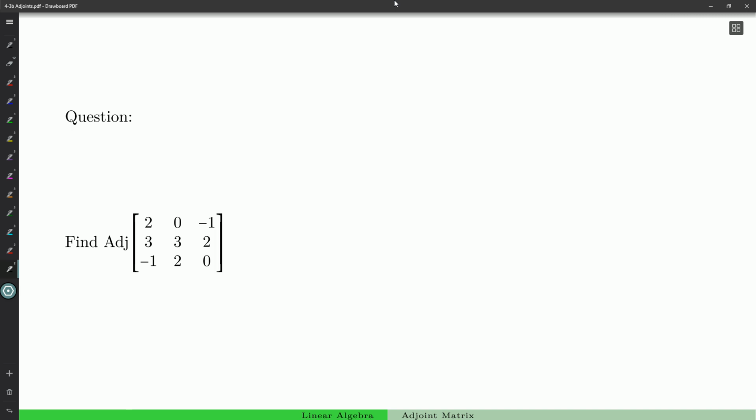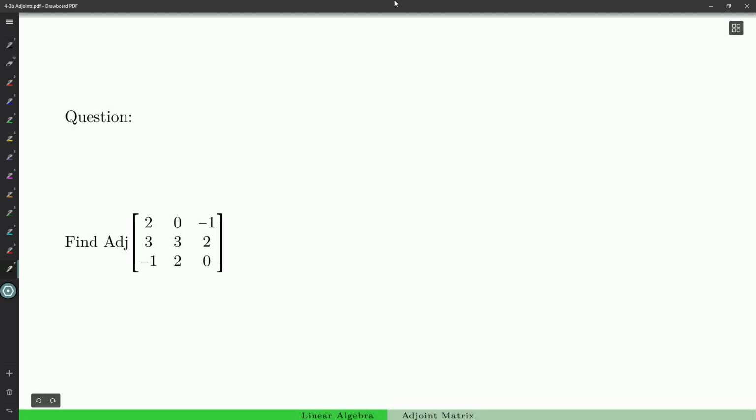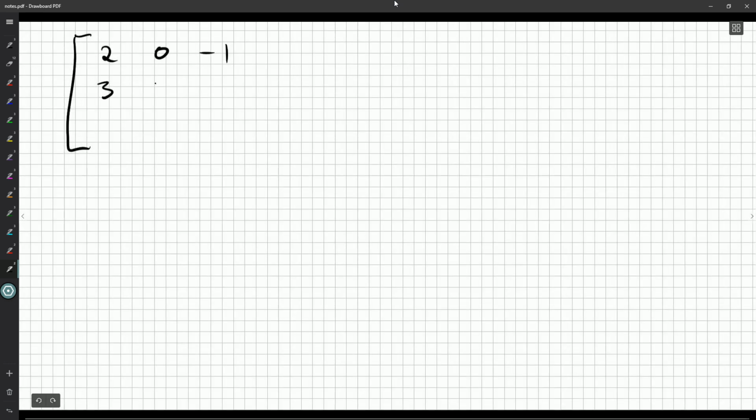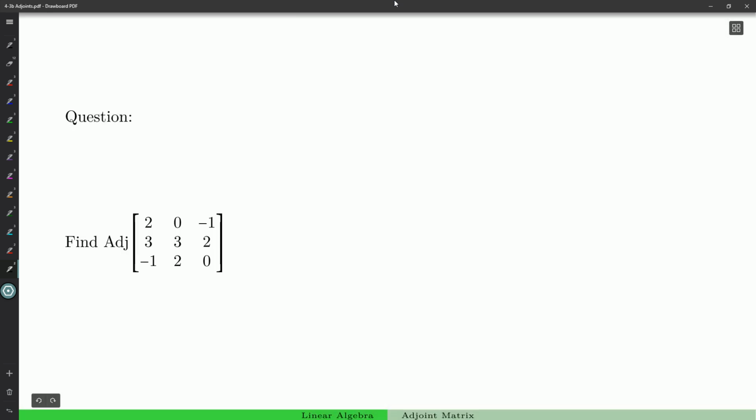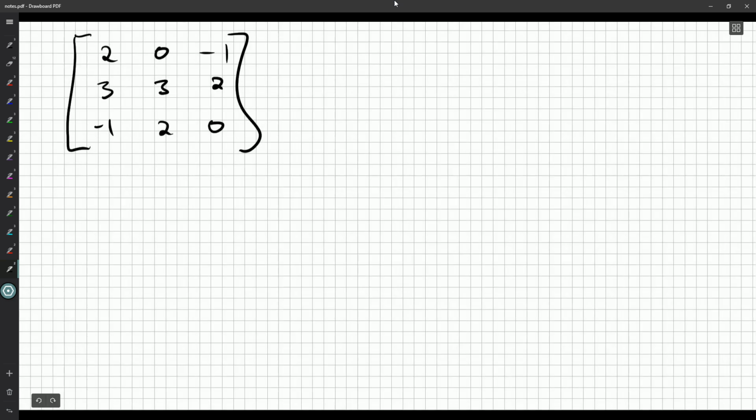Find the adjoint for this 3 by 3 matrix. All right, well, let's copy down our matrix. 2, 0, negative 1. I think the next row started with a 3. 3, 3, 2. Negative 1, 2, 0. But we'll just double check. Have we got this all right? Yes, we do. Okay, so now it's up to us to start computing cofactors.